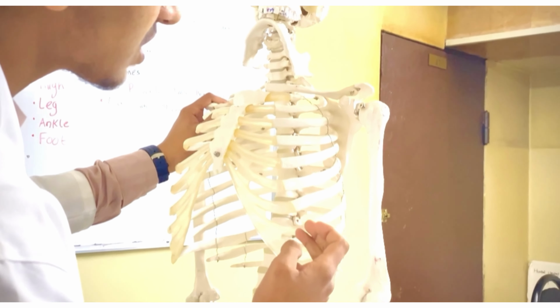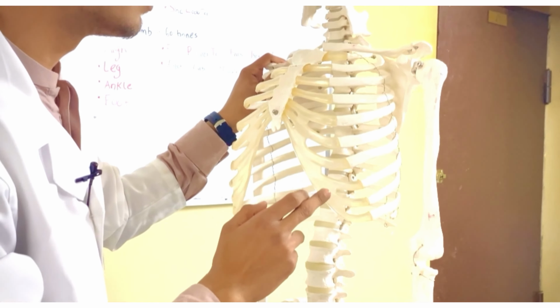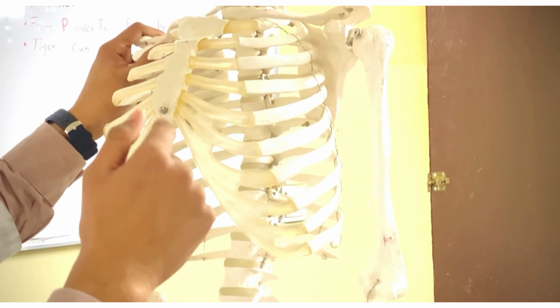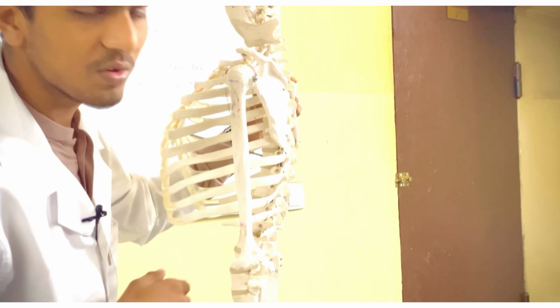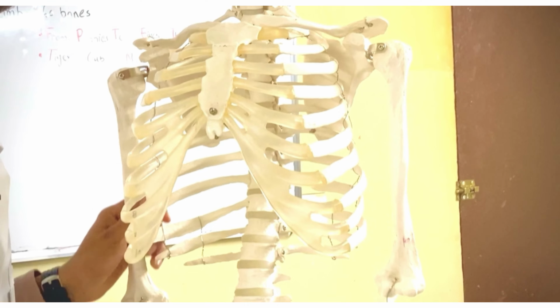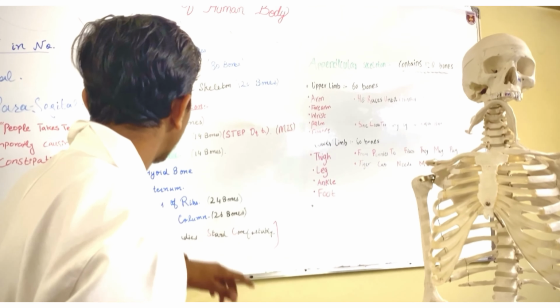And the next 3 pairs of ribs are false ribs because they don't attach directly to the sternum, and they attach to the sternum through the first 7 true ribs. That's why they are false ribs. And the last 2 are floating, or you can say free ribs, because they are free. They don't attach to the sternal bone. So that was about the pairs of ribs.